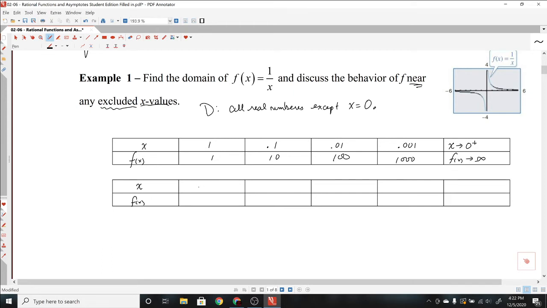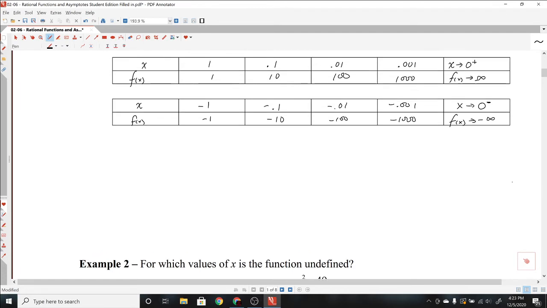Let's also do the same and approach x from the left. That is, I'm going to start at -1, and then -0.1, and then -0.01, -0.001. And so let's look at what happens as x approaches 0 from the left. And again, 1 divided by -1 is -1. 1 divided by -0.1 is -10, -100, -1,000. And so we can see here that f of x is approaching minus infinity.